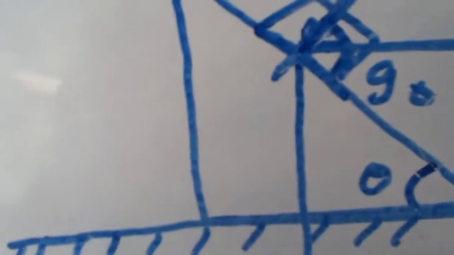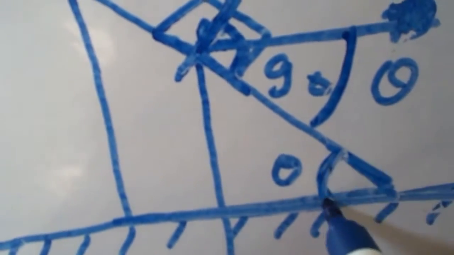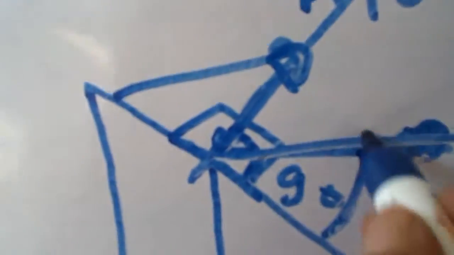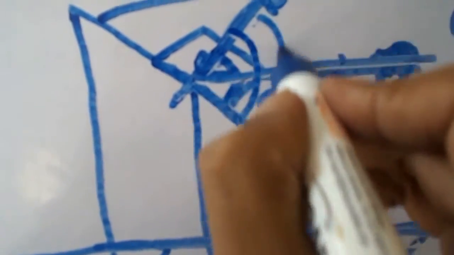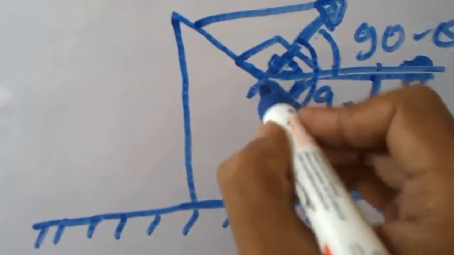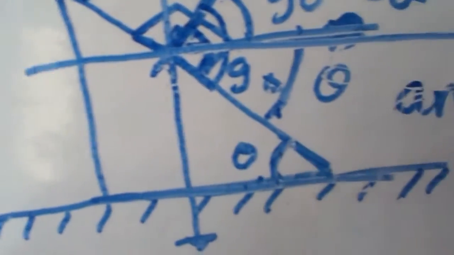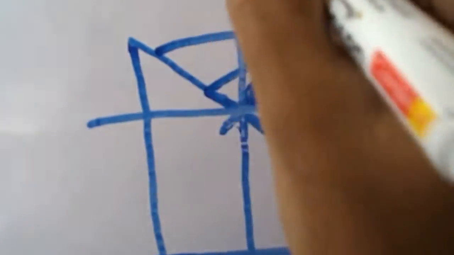Okay guys, this angle is theta. What should be this angle? This angle should be theta, because the incline is at angle theta with the horizontal, and these two are parallel. If this is theta and the total is 90 degrees, this angle should be 90 minus theta. So if the horizontal is my x-axis and this is my y-axis, this angle is 90 minus theta, then this will be theta.